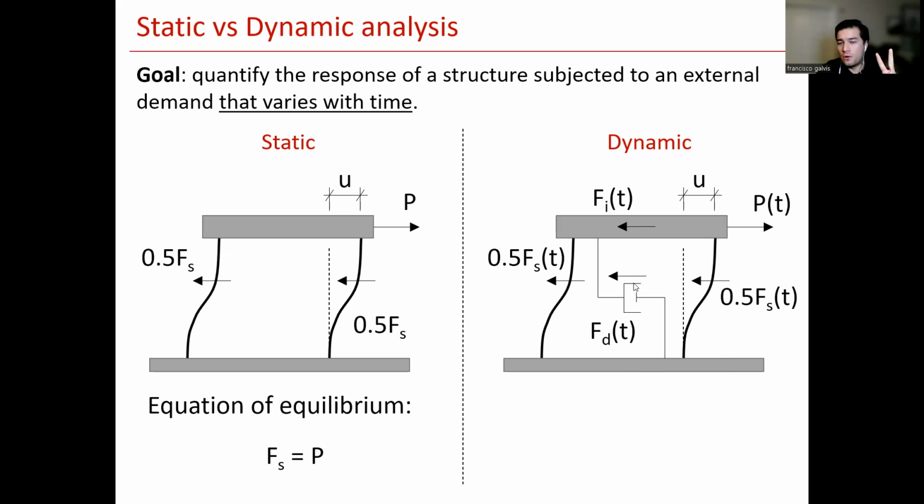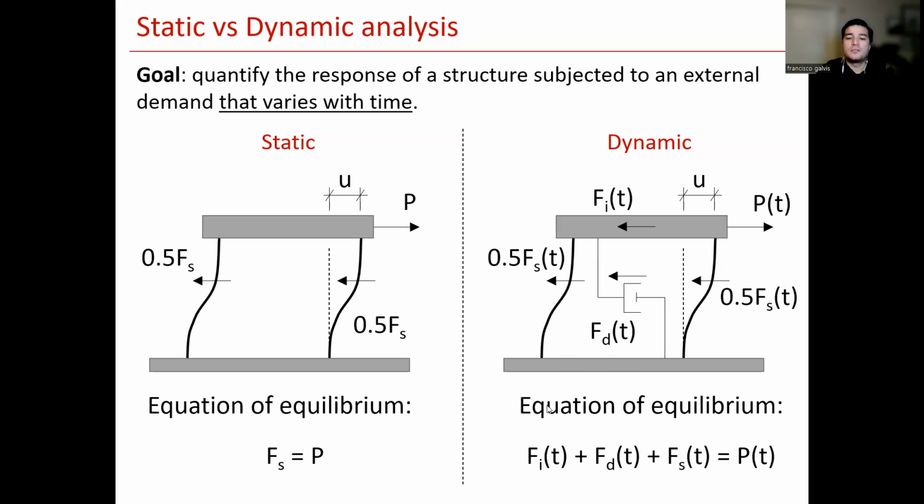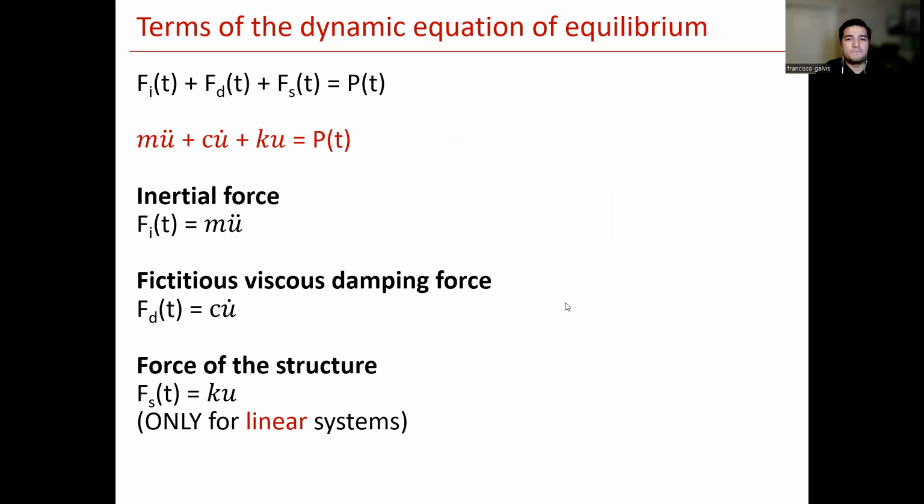So basically we have two more forces in the dynamic equation of motion, which are the inertial term and the damping term. That means that our equation of equilibrium becomes not only F_s on the left side, but also the damping and the inertial force. In the context of ground motion, what happens is that instead of having a force applied on the degree of freedom that changes with time, you have a motion, right? And we'll touch on that in a second.